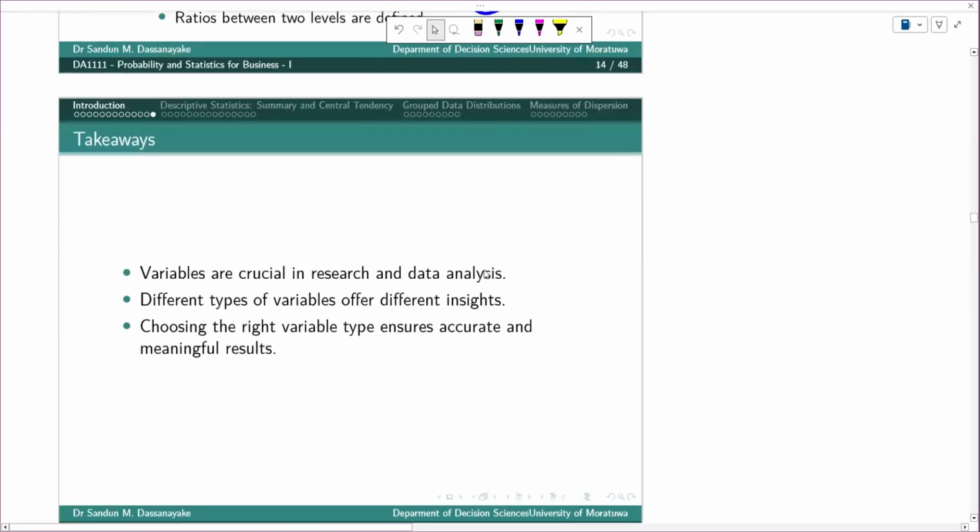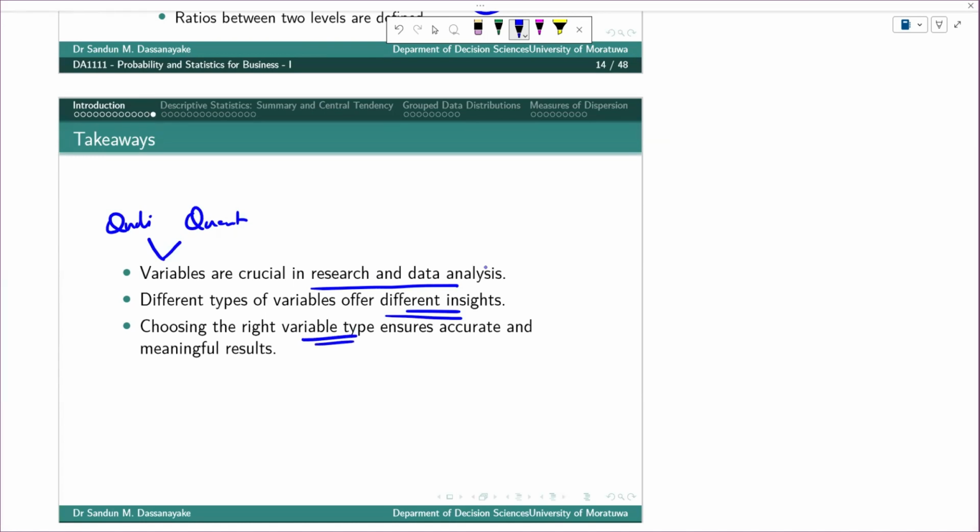Okay, now we'll look at the takeaways from what we learned. Variables are crucial in research and data analysis. We learned about two types of variables: qualitative and quantitative. Different types of variables offer different insights. Qualitative classes like country or ordinal, or a combination of them, offer one kind of insight. If you take quantitative and look at them from that aspect, they offer a different insight.